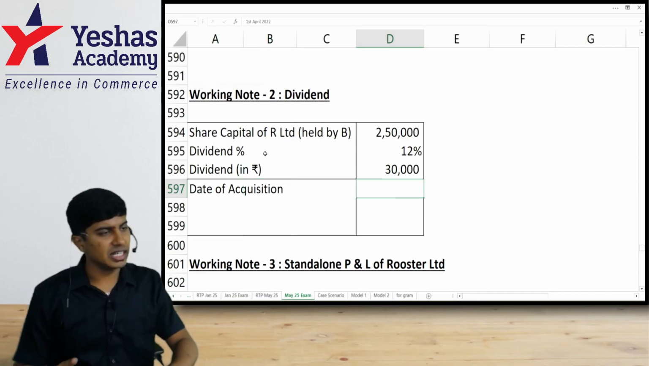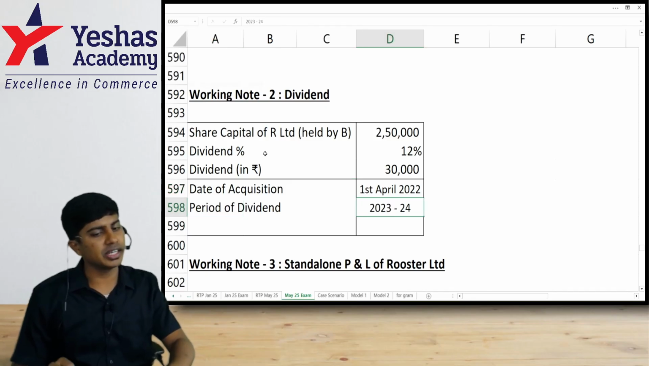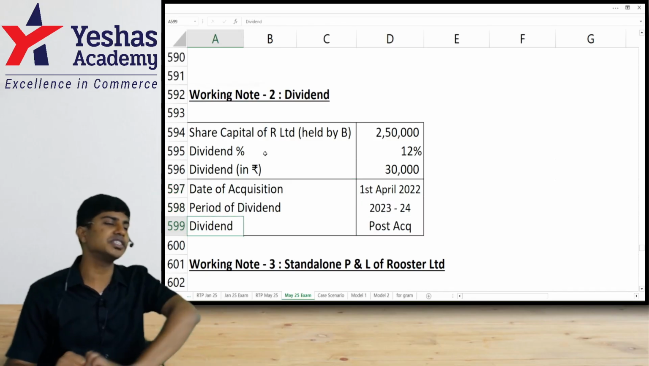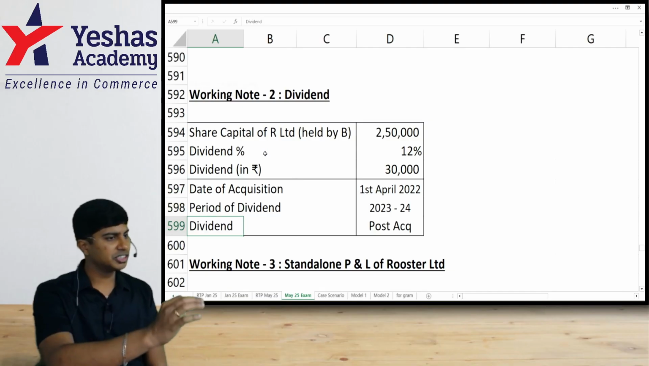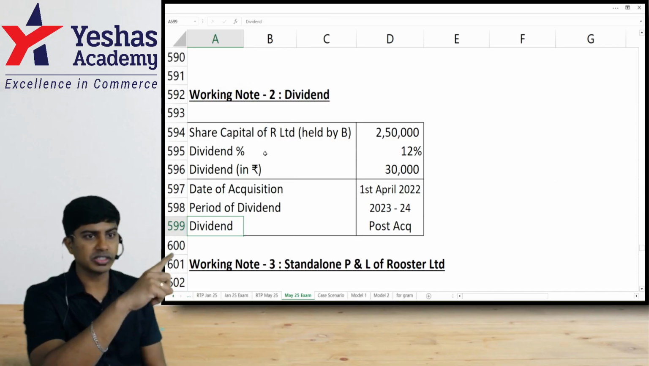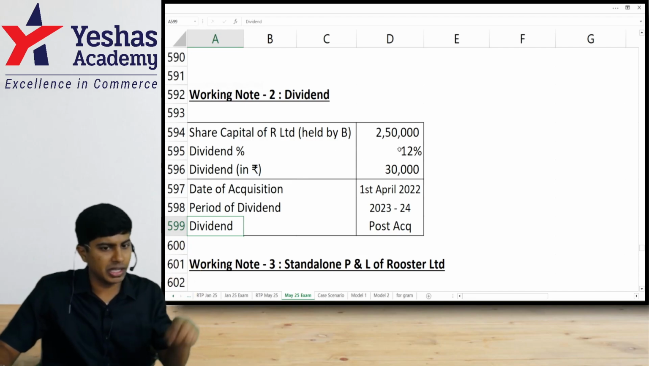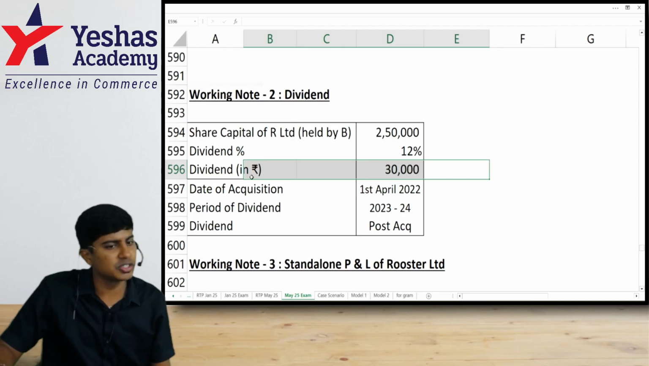Because these shares were acquired on 1st of April 22. Dividend is given for the year 23-24. This is post-acquisition dividend. Post-acquisition dividend should be taken to P&L. Pre-acquisition dividend should be deducted from cost. Therefore, they've done correct treatment.